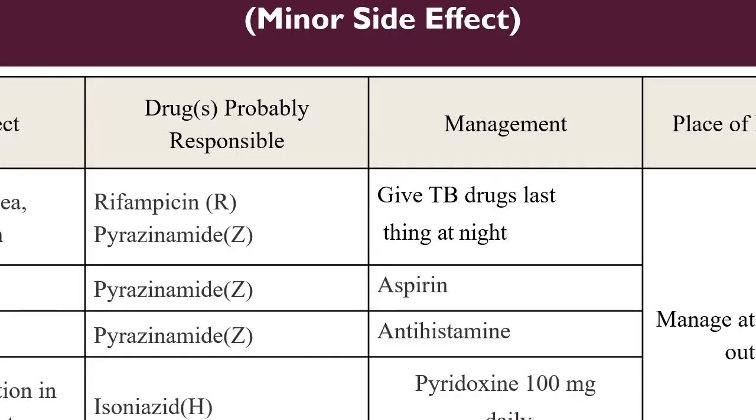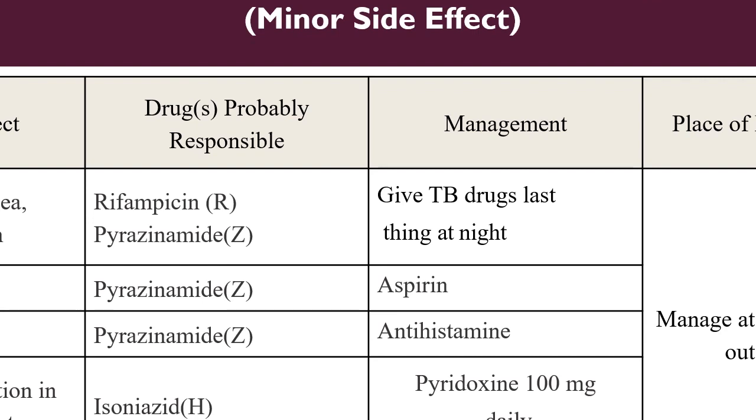Anti-TB drugs are mostly well tolerated, but less than 5% of the patients may develop side effects due to the anti-TB treatment. So they are classified as minor side effects and major side effects. The minor side effects include anorexia, nausea, mild abdominal pain. This can be caused by rifampicin and pyrazinamide. This can be very well adjusted by giving anti-TB treatment last thing at night.